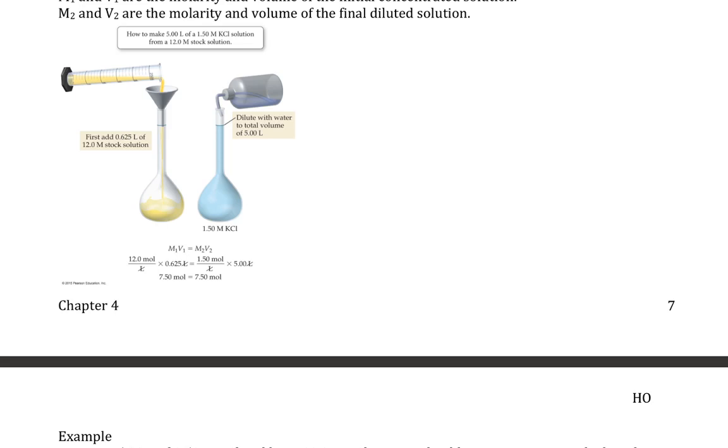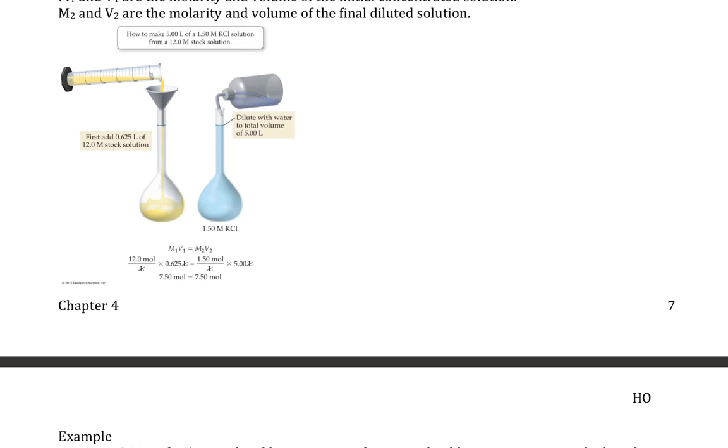Now down here is a justification of that equation. So our dilution equation is M1 V1 equals M2 V2. So if we have our 12.0 moles per liter times 0.625 liters, notice the liters cancels out. We only have moles on the left side. We have 1.50 moles per liter times 5.00 liters. So again, we have liters canceling out. When we do the multiplication, we end up with 7.5 moles equals 7.5 moles.